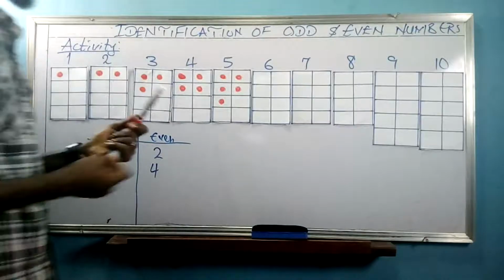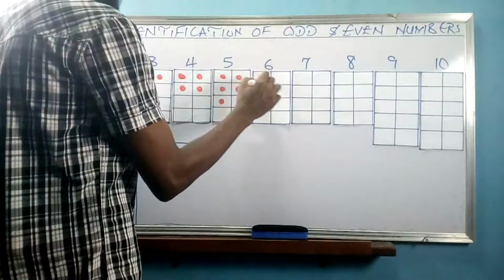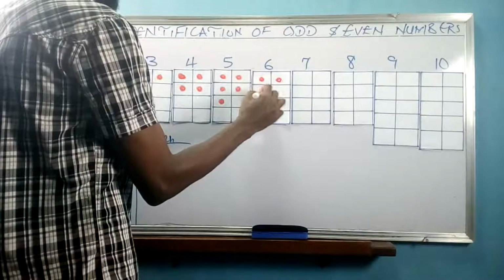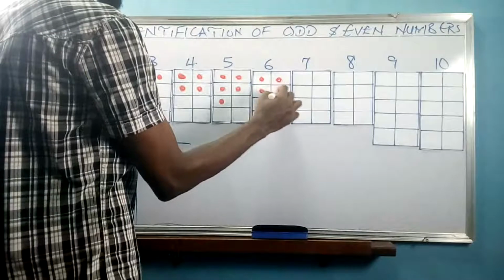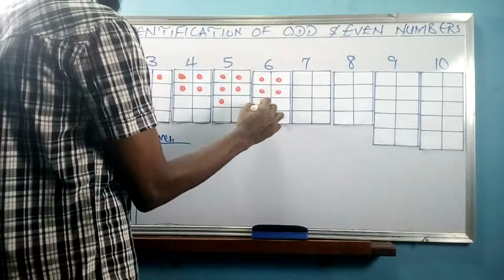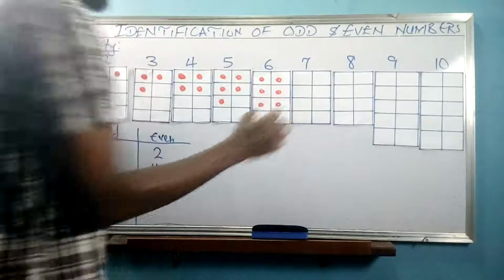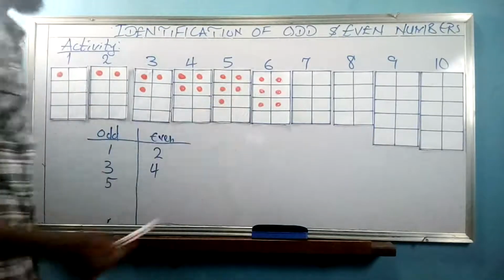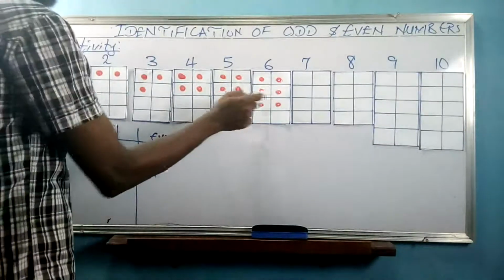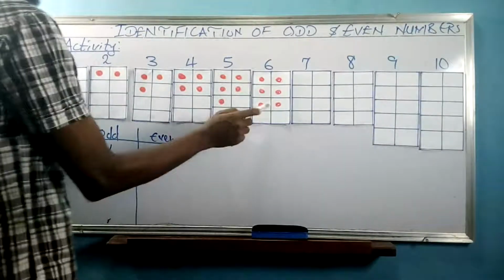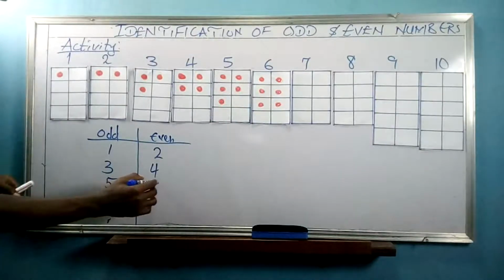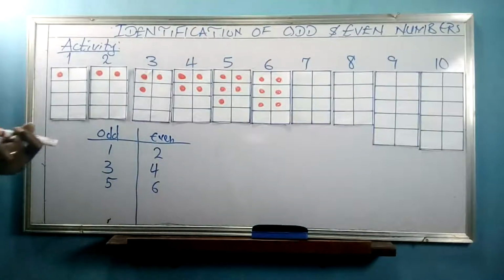Do we get that? Let's look at 6 now. We have 1, 2, 3, 4, 5, and 6. Let's look at the pairs now. This pair, is it complete? Yes. All of this pair? Yes, that's very good. All of this pair? Yes. Wow. That one, 6, completes its own pair. So I'm going to put it under the even number. Do we get that? Let's move to 7 now.